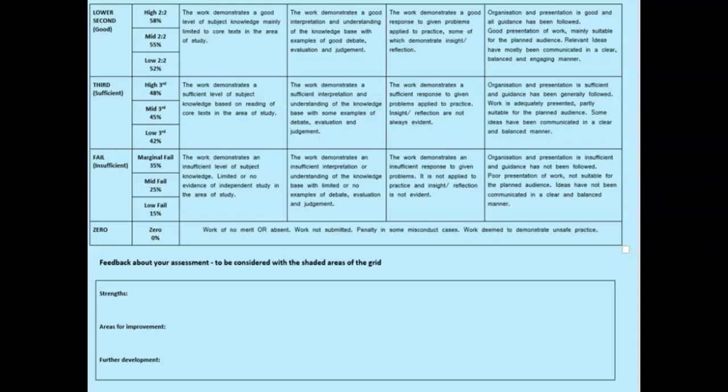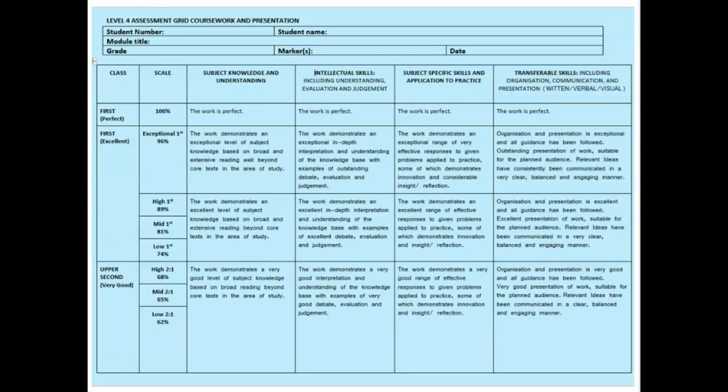As you can see down the left-hand side, they relate to different degree classifications. So within the 40s, you're looking at a third. Within the 50s, you're looking at a 2-2. And within the 60s, you're looking at a 2-1. And then anything that is over 70%, you're looking at achievement of a first class degree.